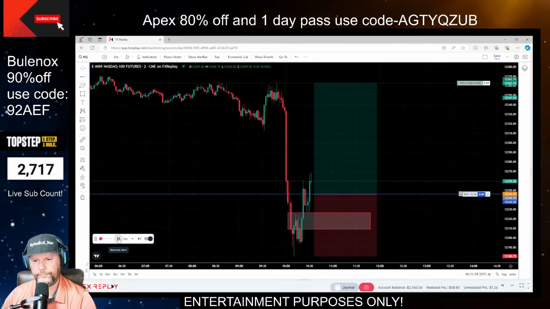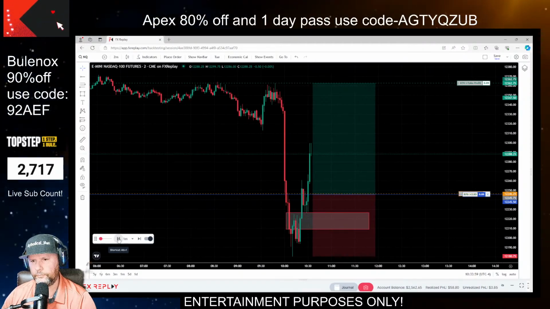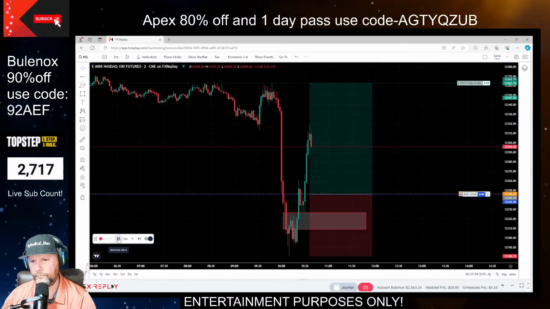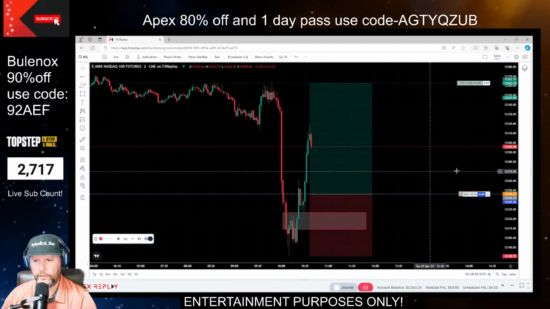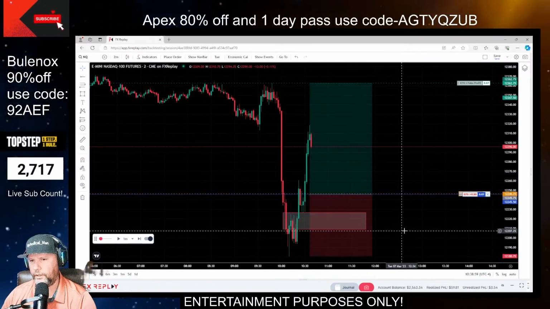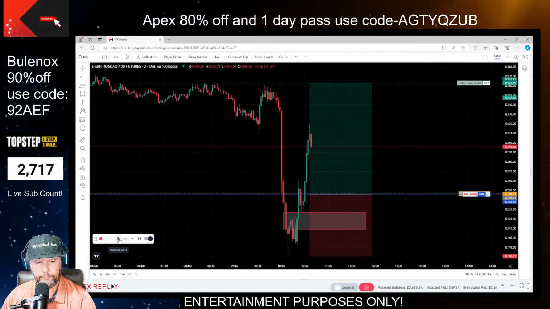And let's see what we can do. All right, we're going to go ahead and scale just a little more, 25 more percent. And we're going to leave a runner on here for the rest.